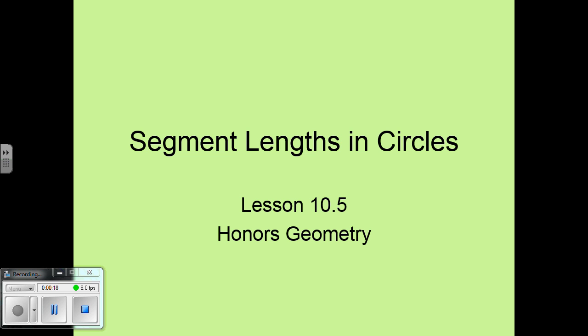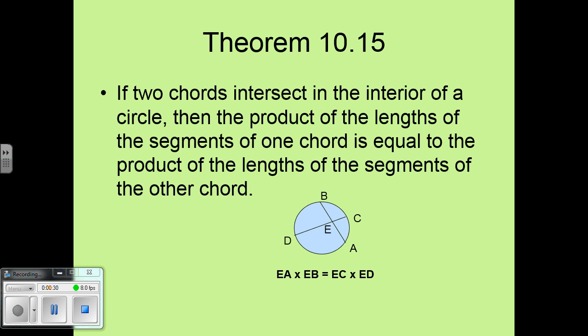So 10.5, we're talking about segments. We're kind of moving away from angles and the measures of arcs, and we're moving to talking about the actual lengths of the segments that are found in our circles. So first one up is theorem 10.15.